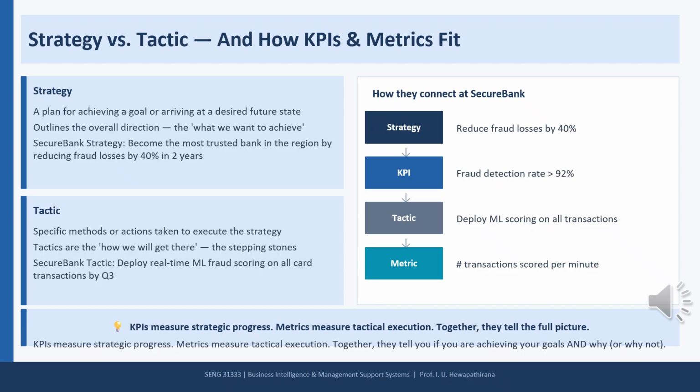And at the bottom is a metric. The number of transactions scored per minute. This metric measures the execution of the tactic. It tells the technical team whether the system is running correctly. The key insight from this diagram is that KPIs measure strategic progress. They answer the question, are we winning? Metrics measure tactical execution. They answer the question, are we working correctly? Both are necessary. A high KPI with poor underlying metrics might mean you got lucky. Poor metrics even with a good KPI might mean you are heading for a future failure.